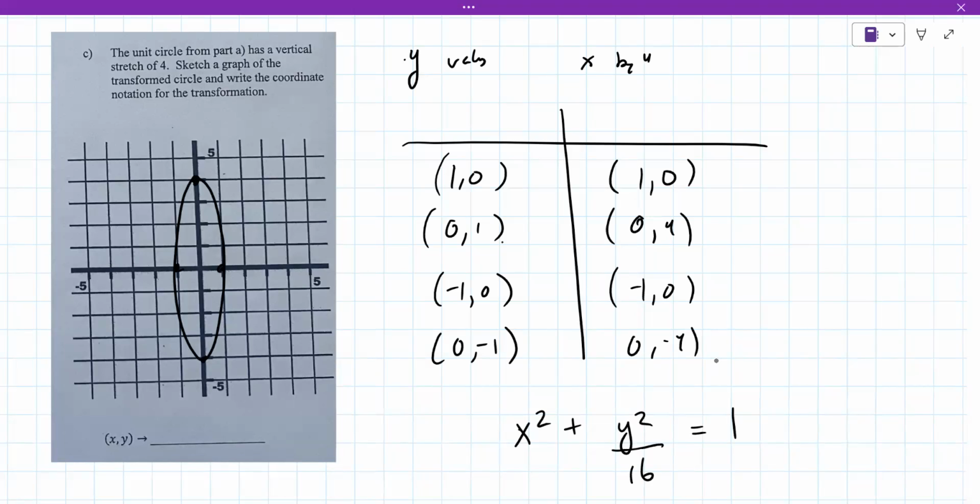Okay, so that is the new equation. It does not ask you for the equation. It just asks you for the transformation. X stays the same, but y goes to 4y. So I would just write it as x and then y times 4. Okay, so I just put it still in parentheses as x and then y times 4. Perfect.